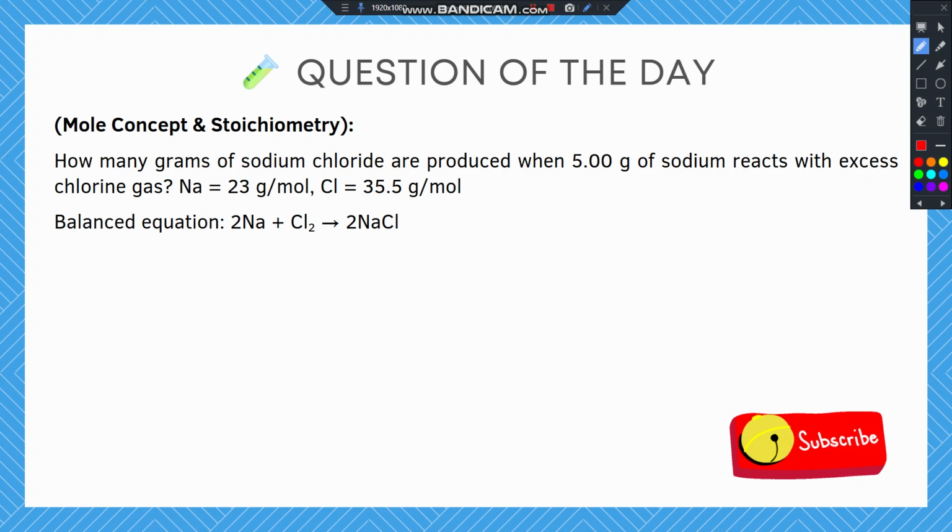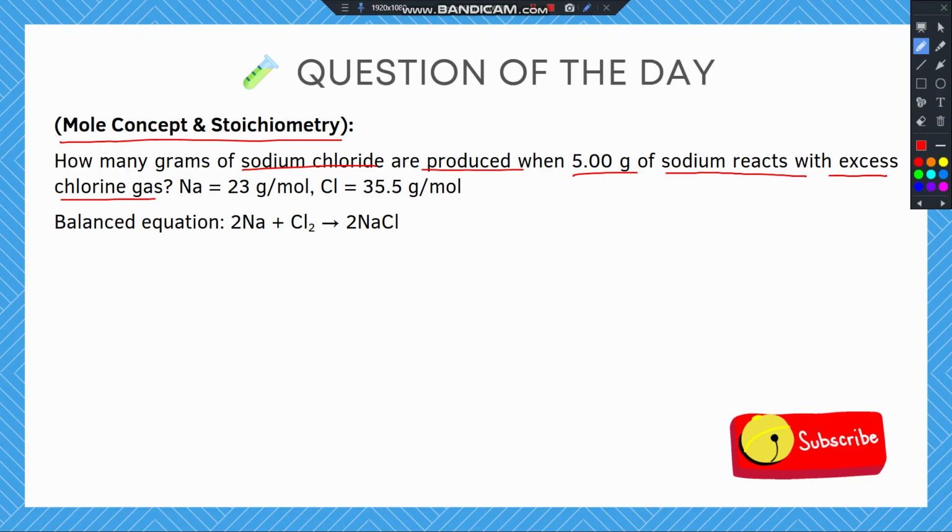Today's episode of Question for the Day: solving a mole concept in stoichiometry question. Let's get into what this question is all about and see if we can do some justice to it. The question starts off by saying, how many grams of sodium chloride are produced when 5 grams of sodium reacts with excess chlorine gas?